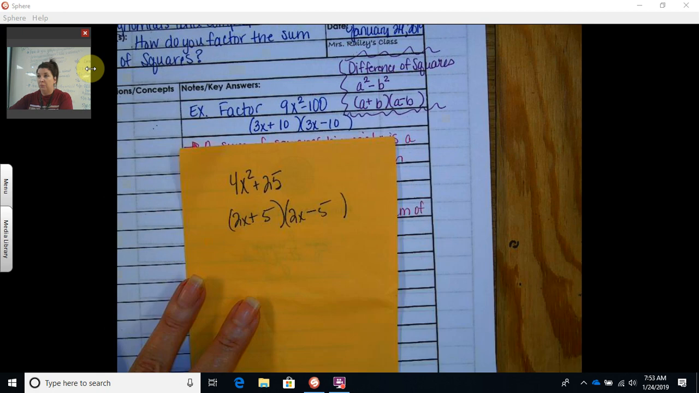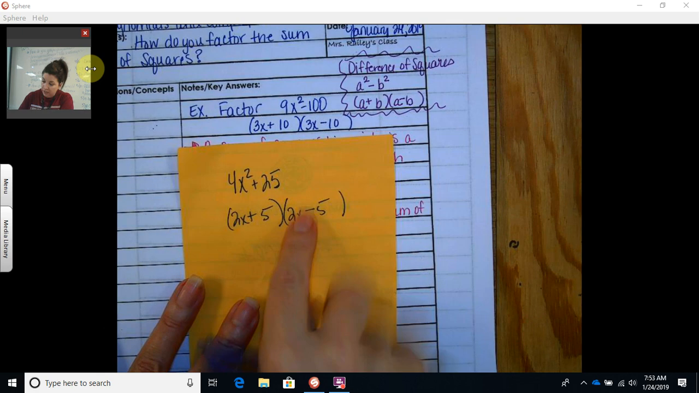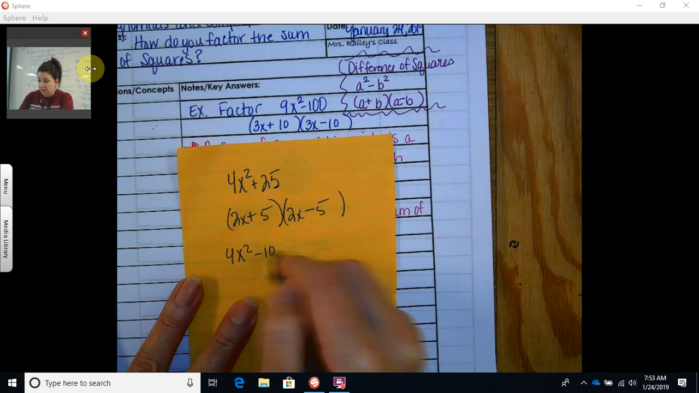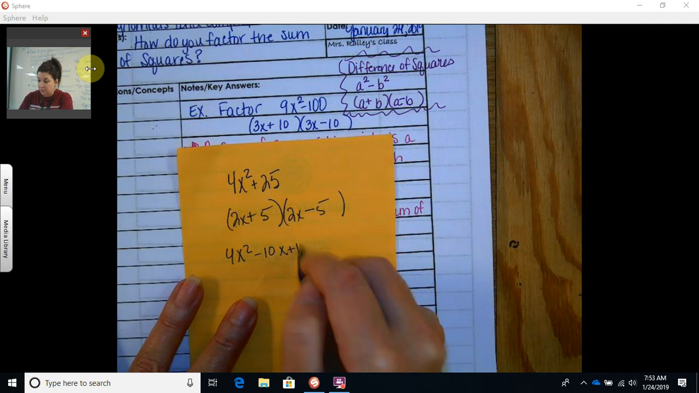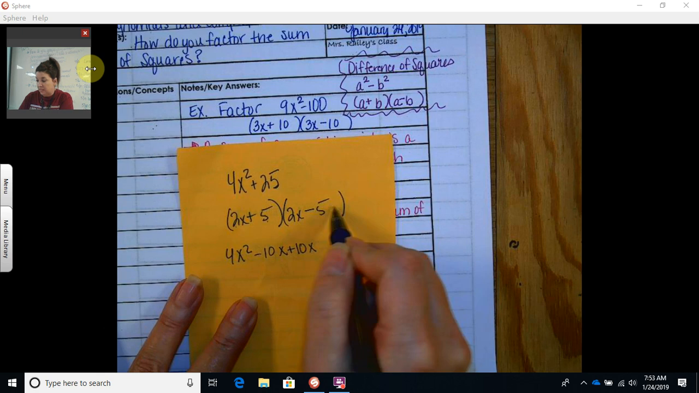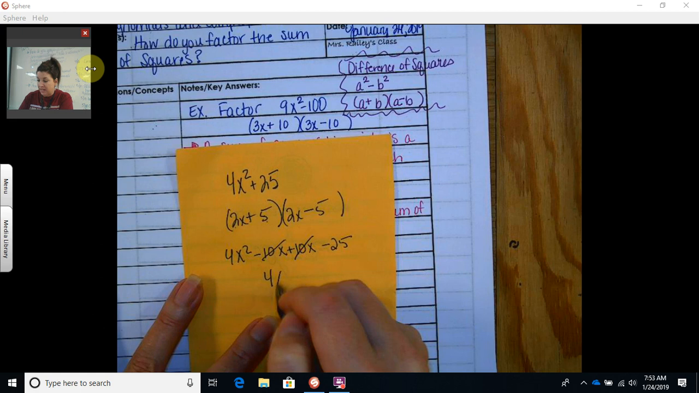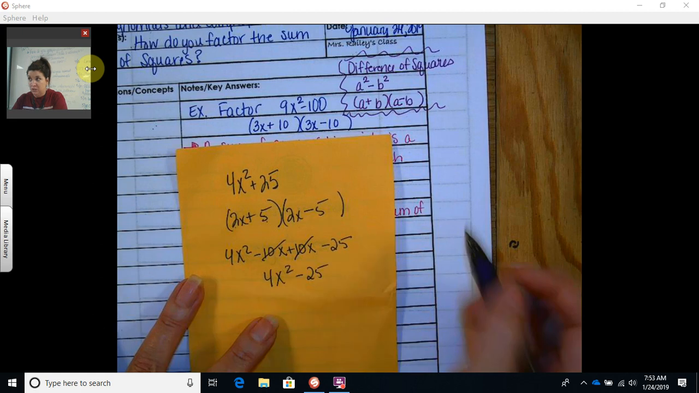2x times 2x is 4x squared. 2x times negative 5 is negative 10x. Positive 5 times 2x is positive 10x. Positive 5 times negative 5 is negative 25. Two middle terms would cancel and you have 4x squared minus 25. Is that what we started with? No, so that doesn't work for sum of squares.